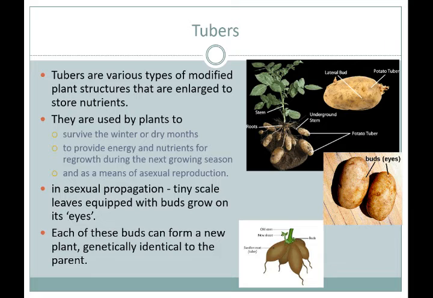For our first vegetative plant, we can describe them as tubers. Tubers are various types of modified plant structures that are enlarged to store nutrients. They are used by plants to survive winter and dry months, to provide energy and nutrients for growth during the next growing season, and as a means of asexual reproduction. In asexual propagation, tiny scale leaves equipped with buds grow on its eyes. Each of these buds can form a new plant, genetically identical to the parent.